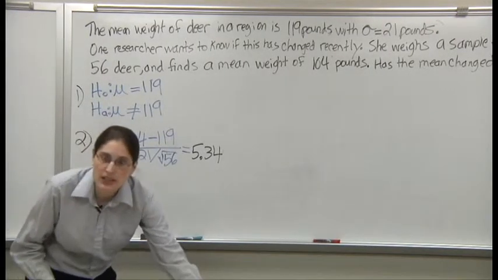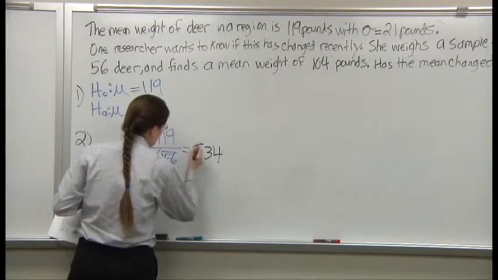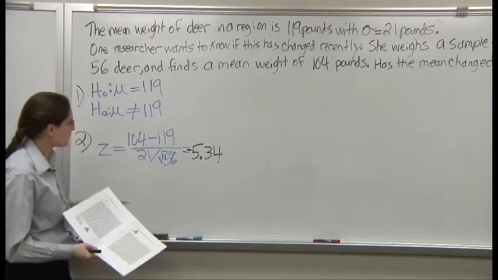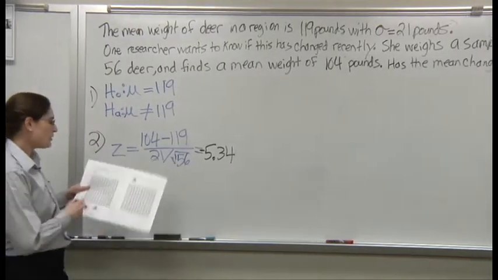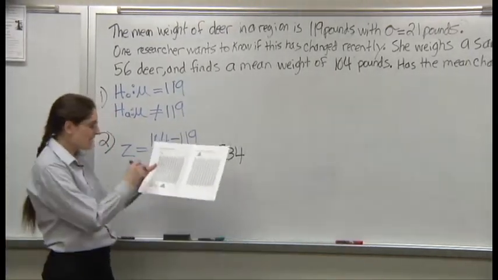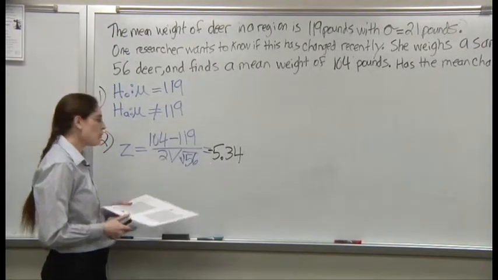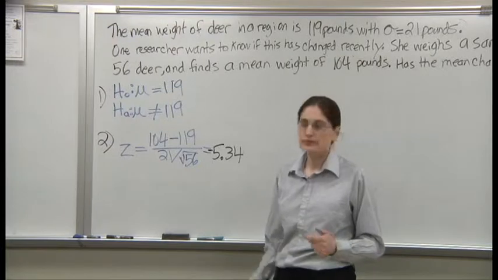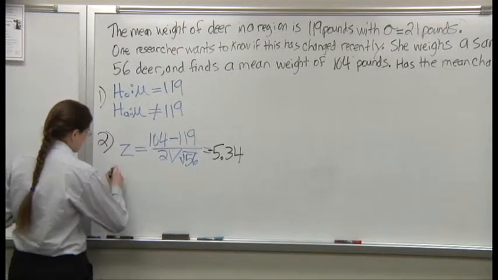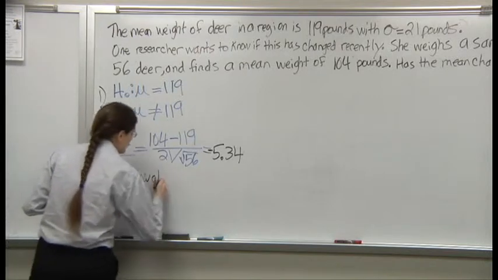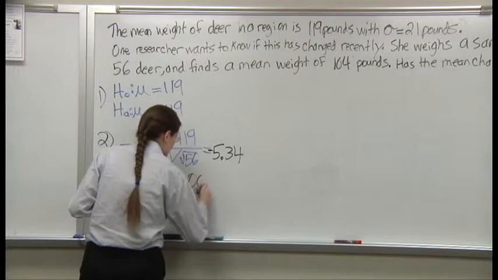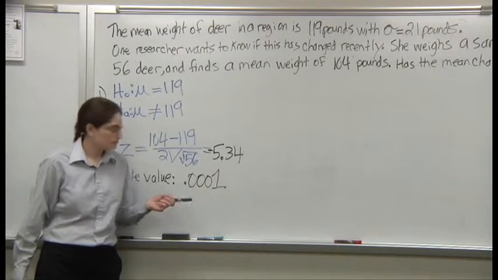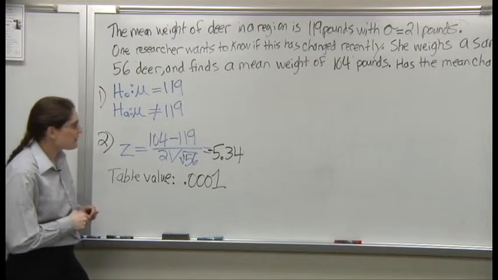This is a really remarkable z-score. What's remarkable about it? Actually, it's negative 5.34. Whatever. What's remarkable about this z-score? The fact that it is not on the table. What do we do when we come across a z-score that's not on the table? You assume that it's 0.0001. It is very, very small.